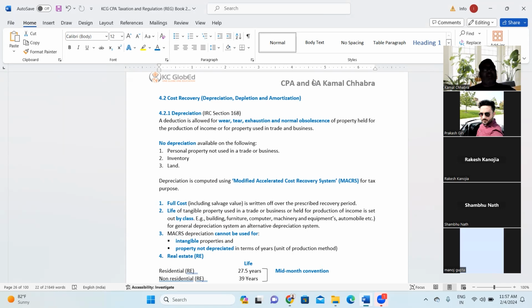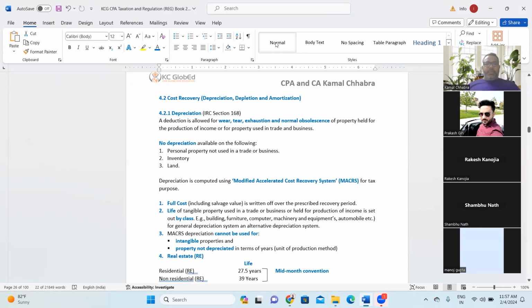Second is inventory. On inventory, there is no depreciation. And the third one is land. Land is also considered a non-depreciable asset, right? So far, so good.